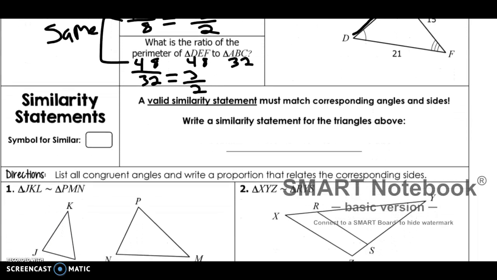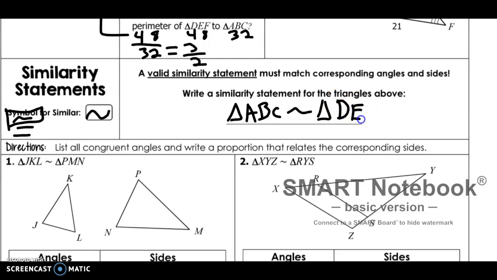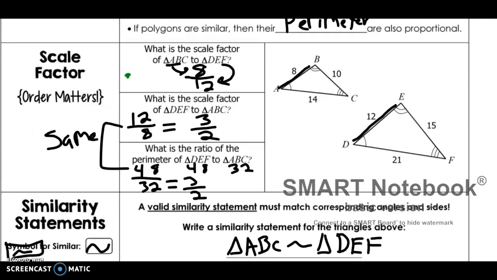Okay, so our next part, similarity statements. We've actually used the symbol before. You guys just don't notice it. Whenever we do congruent symbols, we always do the equal sign and then the squiggly line over the top. Well, the similar symbol is just that squiggly line. So that's just saying, hey, these two objects are similar. So in the triangles above, we had triangle ABC is similar to triangle DEF. Okay, so now let's apply some of the things that we've learned so far.